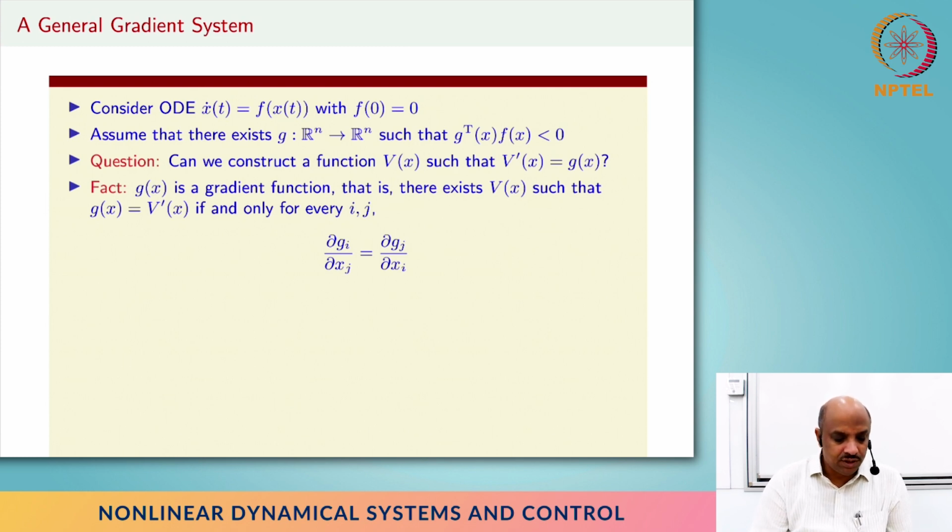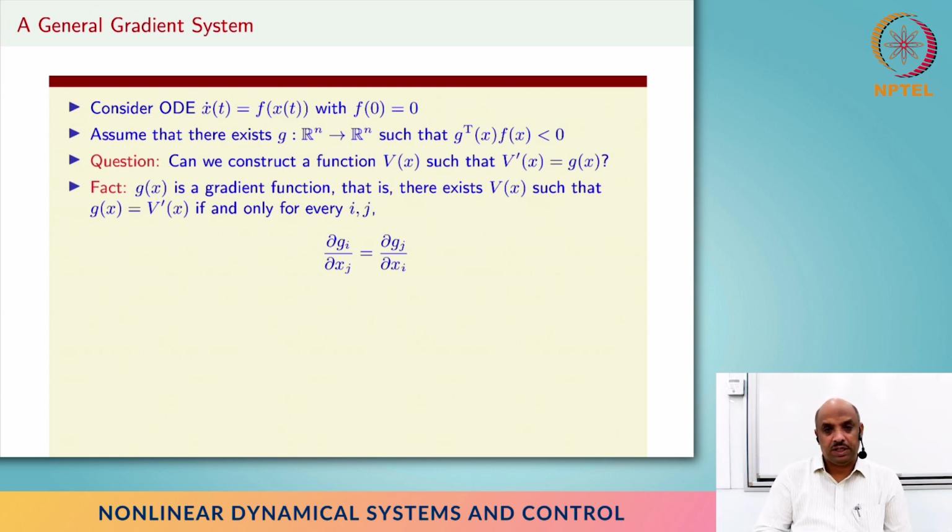It reminds you of some of those standard conditions that we see many times in mathematics. So there's this interesting fact that g of x is a gradient function, that is, there exists a v of x such that g of x is equal to the gradient of v of x, if and only if for every i and j the cross derivative of g, not v, are equal to one another. So the partial of g_i, the ith component of g, with respect to the jth component of x should be the same as the derivative of the jth component of g with respect to the ith component of x.